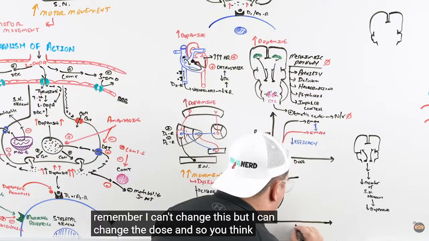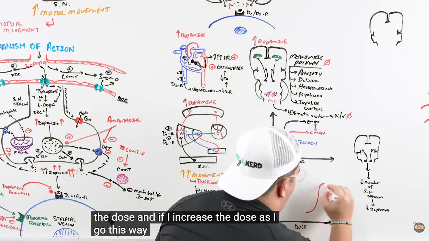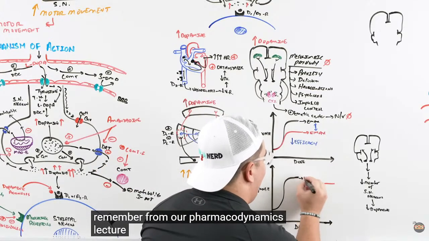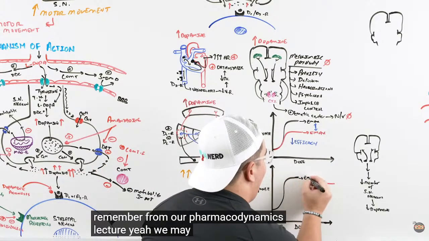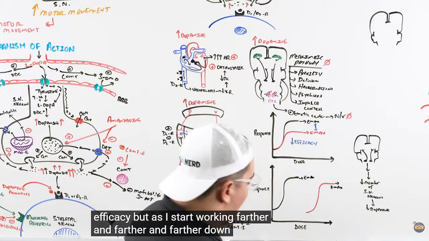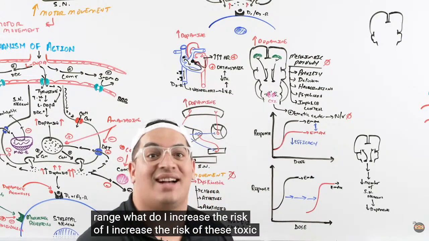And so you think, oh, here we go. Here's what I'll do. I'll increase the dose, and if I increase the dose, I go this way, maybe I'll get to that maximum efficacy. But if you guys remember from our pharmacodynamics lecture, yeah, we may get to that max efficacy, but as I start working farther and farther down this dose range, what do I increase the risk of? I increase the risk of these toxic doses.